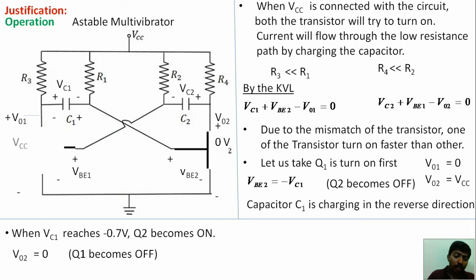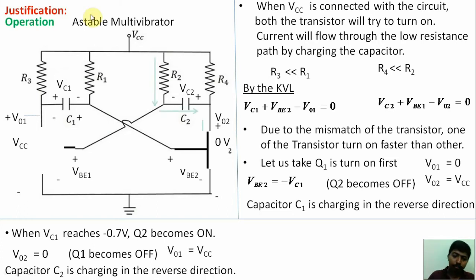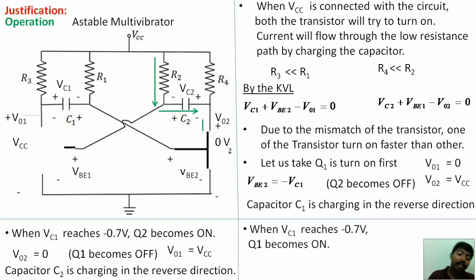So the capacitor VC2 is charging in the reverse direction like this, because this point is 0 volt. Current always flows from high potential to low potential, so the charging path is this path. When the voltage across the capacitor VC2 reaches minus 0.1 volt, the transistor Q1 will turn on. Immediately the transistor Q2 will turn off. This process repeats. Output is taken at V01 and V02. Output changes 0 to VCC and VCC to 0, continuously changing based on the capacitor charging.